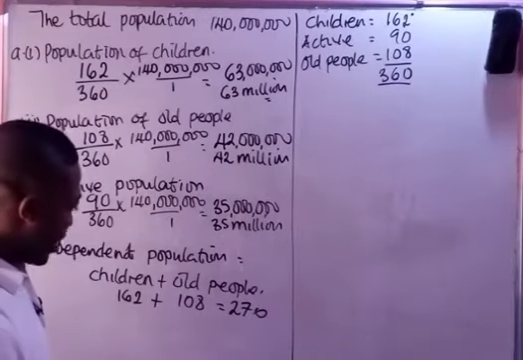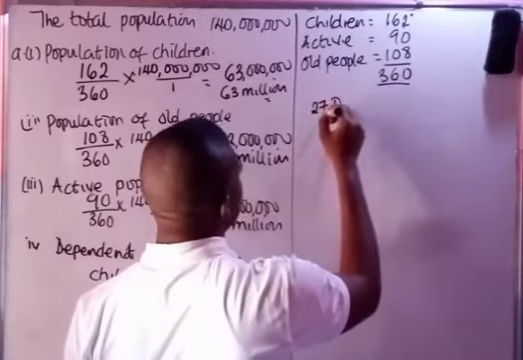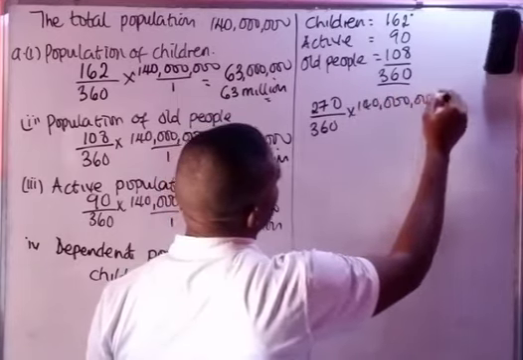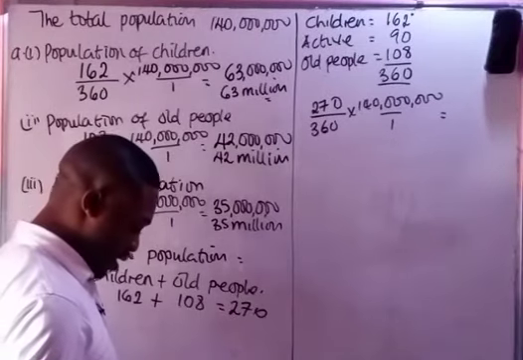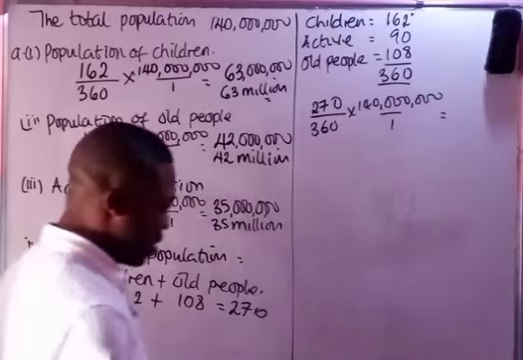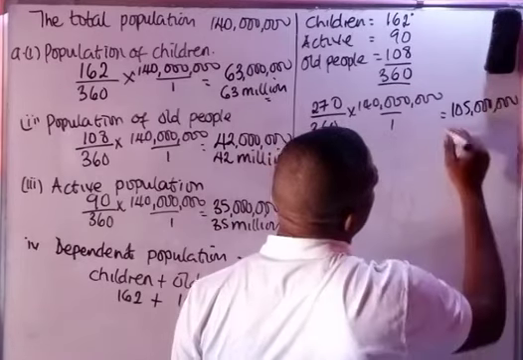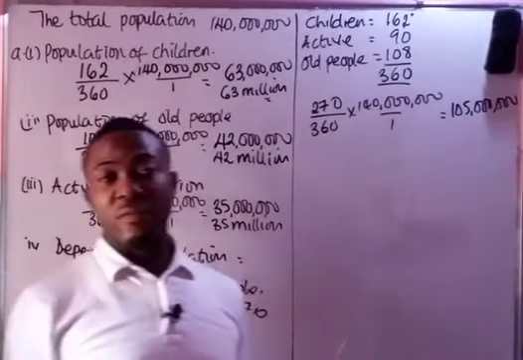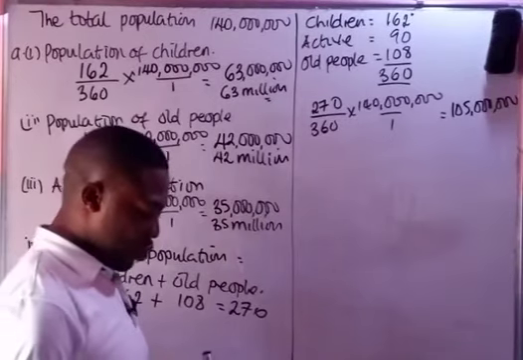So if we now check 270 over 360 times 140 million. Remember this, the dependent population. So it will be 270 divided by 360 times 140 million. It is 105 million. Okay, it is 105 million. So the dependent population, which comprises of the children and the old people, is 105 million. So that is what was given.